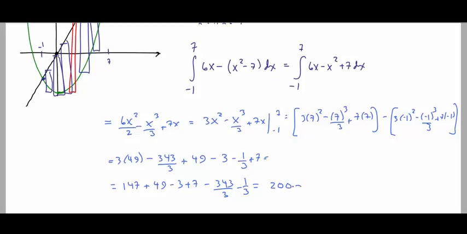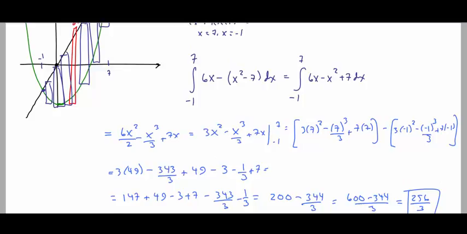minus, and this would be negative 343 minus 3 would be a negative minus 1/3 would be a minus negative 344 over 3. Finding a common denominator, 600 minus 344 over 3, and then we'd have 256 over 3. That's my area bounded by this region. We leave everything as improper fractions. We do not convert these to a mixed number.